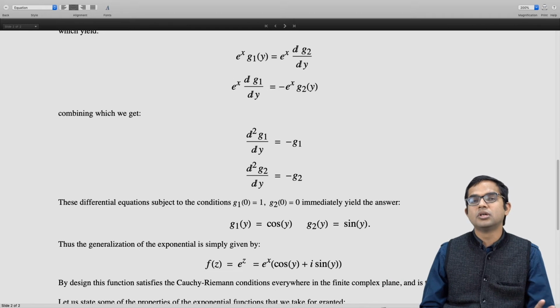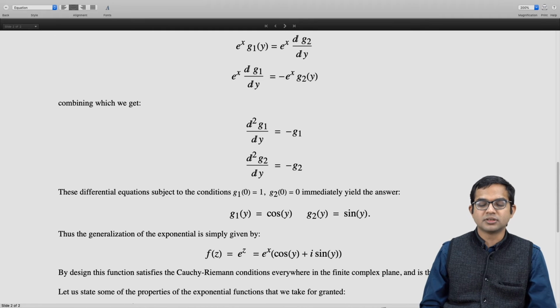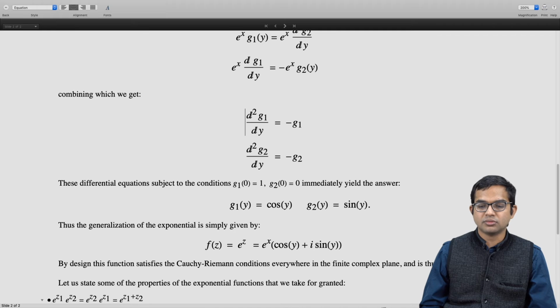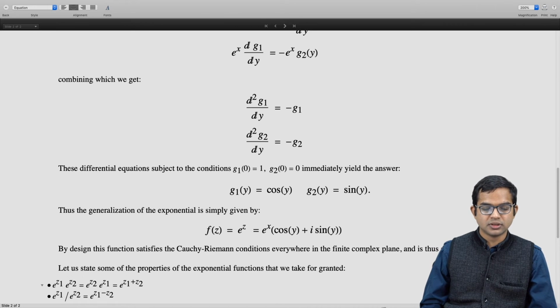So there are no singularities anywhere in the finite complex plane. So it's an entire function. So we have achieved both our goals, to the maximum extent possible. So we have got an entire function, so it's very nice.